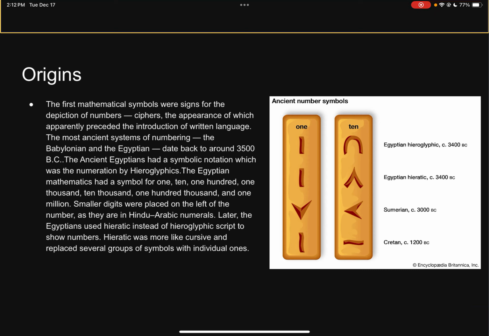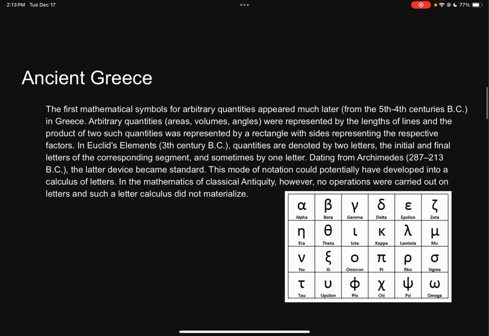The Egyptian mathematics had a symbol for 1, 10, 100, 1,000, 10,000, 100,000, and 1,000,000. Smaller digits were placed on the left of the number, as in Hindu-Arabic numerals. Later, the Egyptians used hieratic instead of hieroglyphic scripts to show numbers. Hieratic was like cursive and replaced several groups of symbols with individual ones.